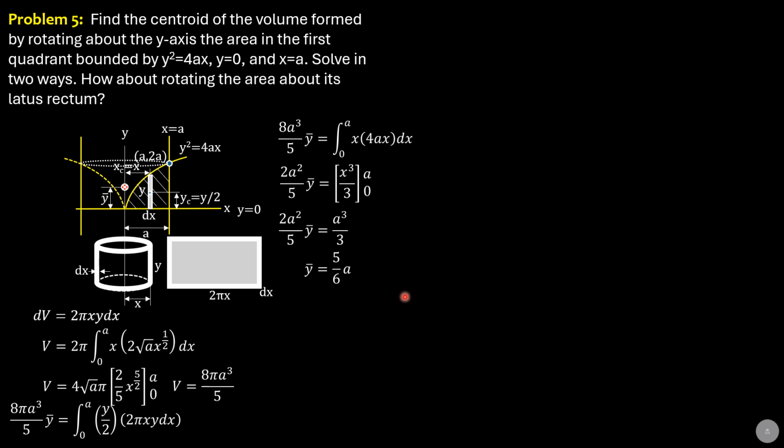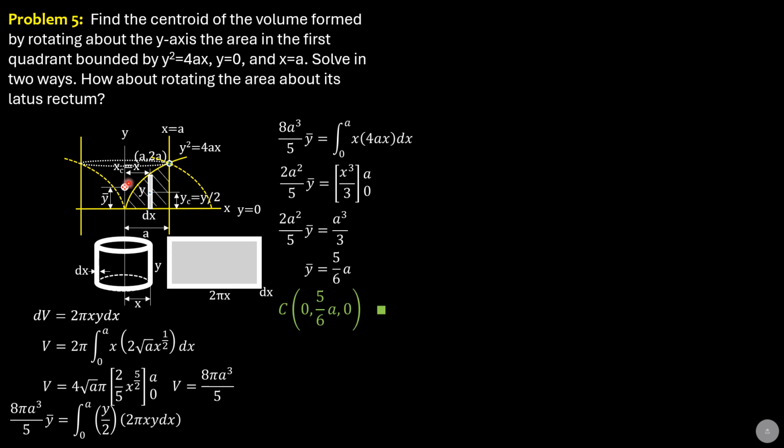So having found barred y, then the centroid is at barred x 0, barred y 5/6 of a, then barred z is also 0. So that's the answer. Then since we are obliged to solve this in two ways, the second way is by considering vertical strip as shown. That is for another problem which will be on the next slide. I just call it 5a when the parabola is revolved about its latus rectum.